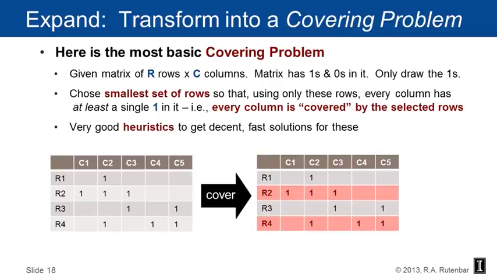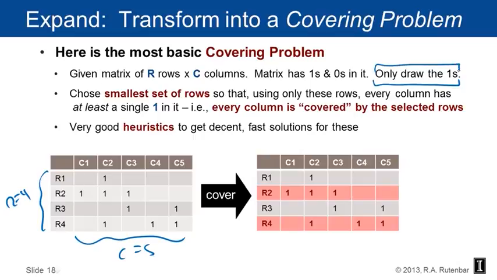I'm given a matrix of R rows and C columns. In this case, I have R equals 4 rows and C equals 5 columns. And the matrix has 1s and 0s in it, but for convention, clarity and simplicity, I'm just going to draw the 1s because it makes it easier to see. So row 1 has a 1 for column 2, row 2 has 1s in columns 1, 2, and 3, row 3 has 1s in columns 3 and 5, row 4 has 1s in columns 2, 4, and 5.